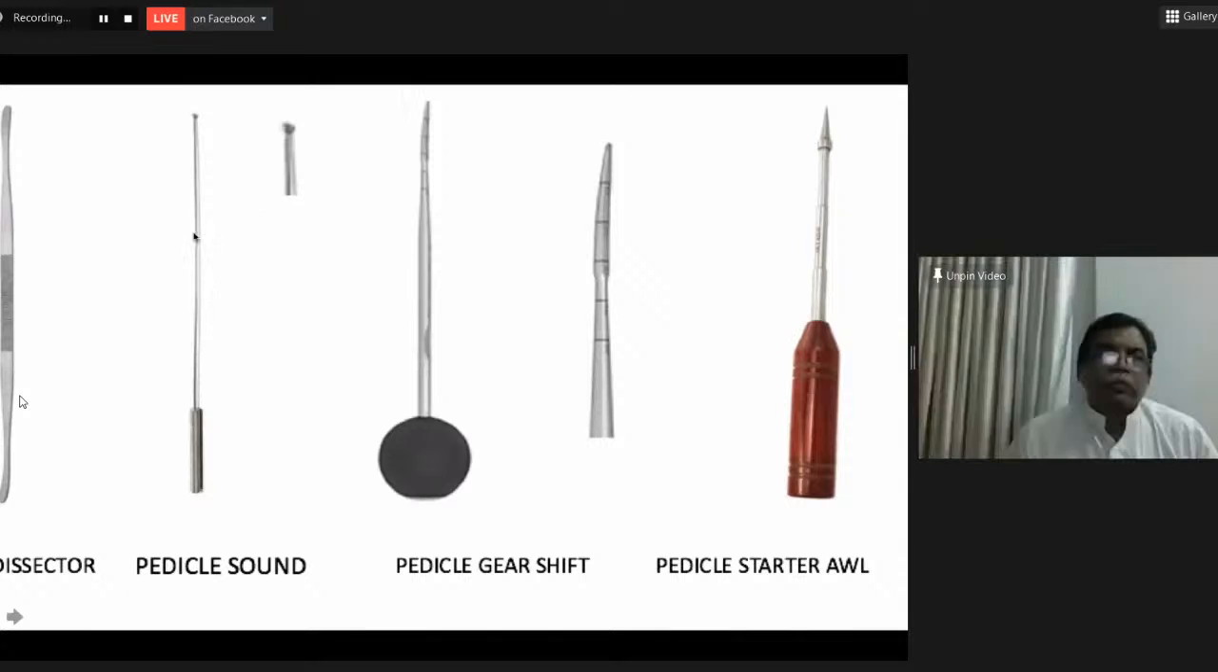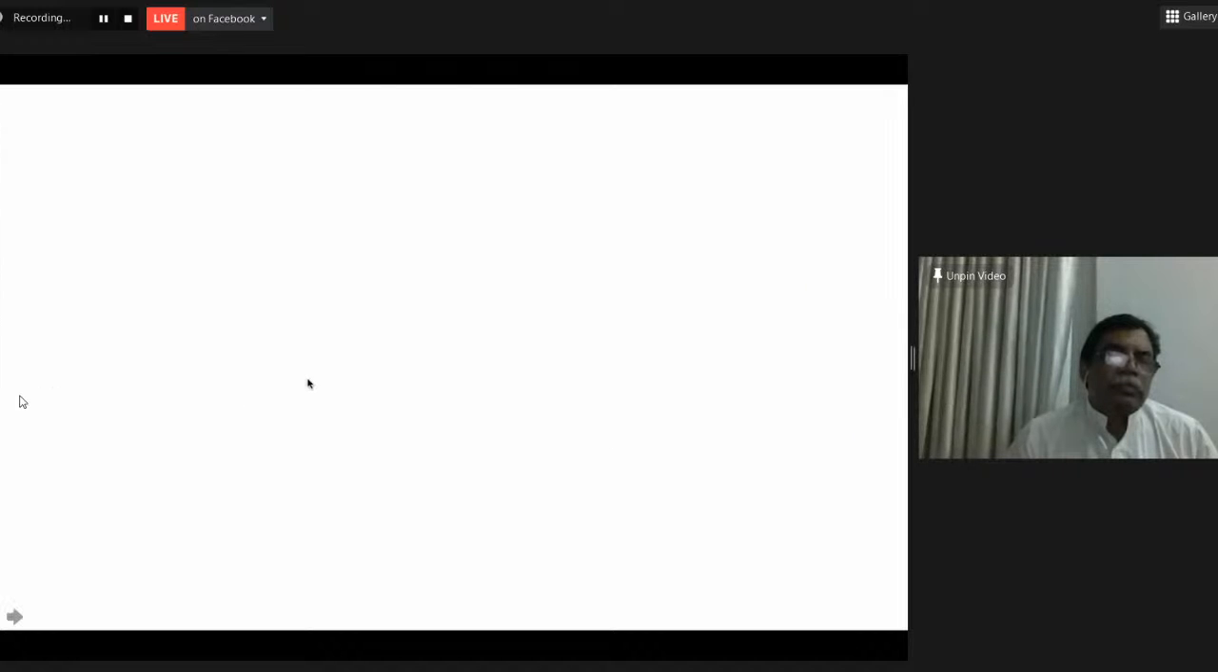Then you should have a pedicle sounder. So always you palpate that you are within the bone. You should be able to feel all 5 cortices, 4 on the sides and 1 in the front. And this is the dura dissector.